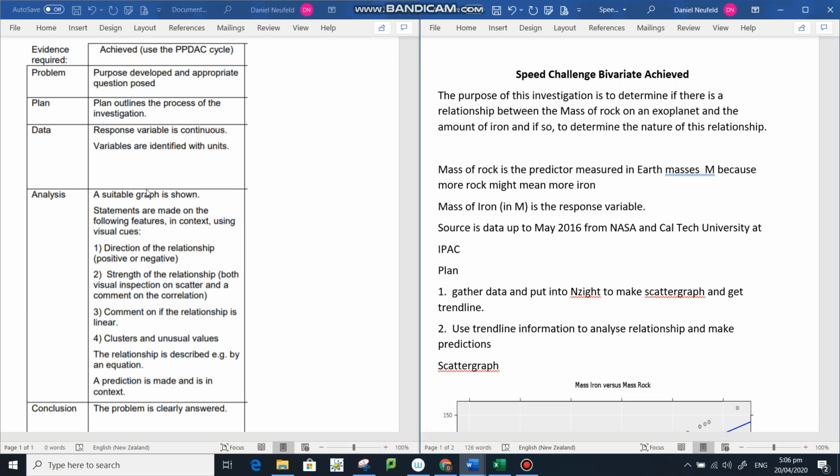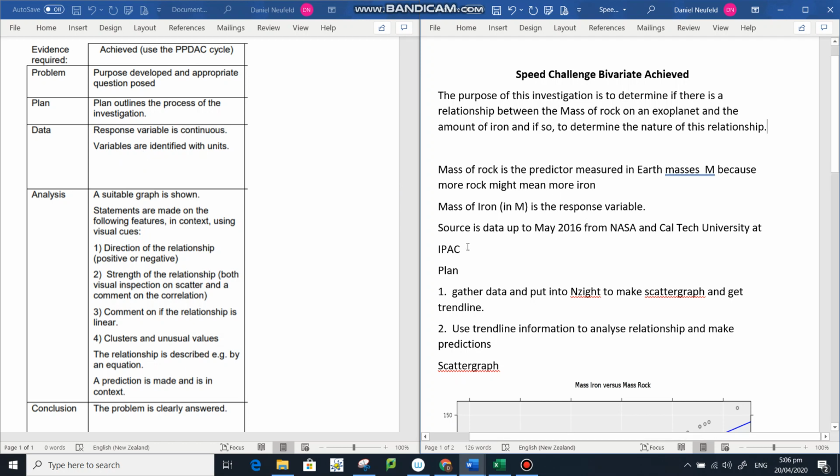Now we have to identify the variables and units. So I've done that. The mass of rock. Now they were saying Earth masses in M, so I've just said what it is, and I chose it as predictor because I thought more rock would mean more iron. Okay, it doesn't even say you need to justify it here, but you do have to identify what units are being used to measure it. The mass of iron is also in M, is the response variable. So I've said those two. So that's a check and that's a check.